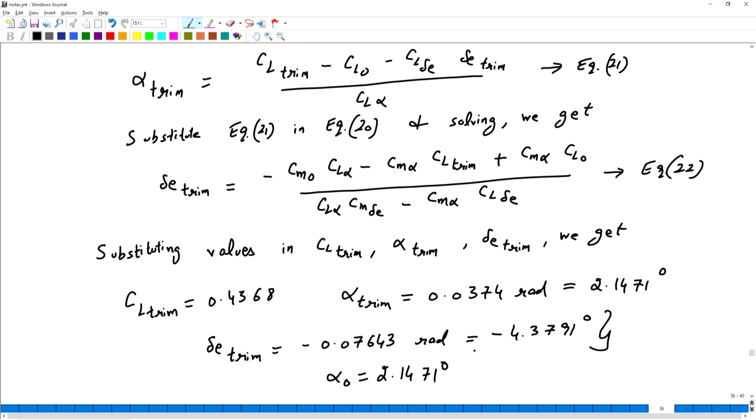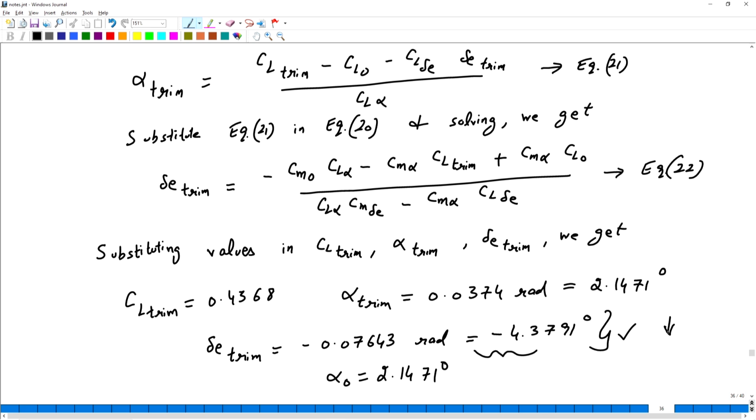So one thing you can note from here is it is having a negative delta E trim, that is the elevator is deflected upwards. So it needs elevator deflected upwards, meaning force is acting in the downward direction at the tail, that means the nose will pitch up. Negative elevator deflection, force is acting in the downward direction, body z direction at the tail, so that will make the nose pitch up.